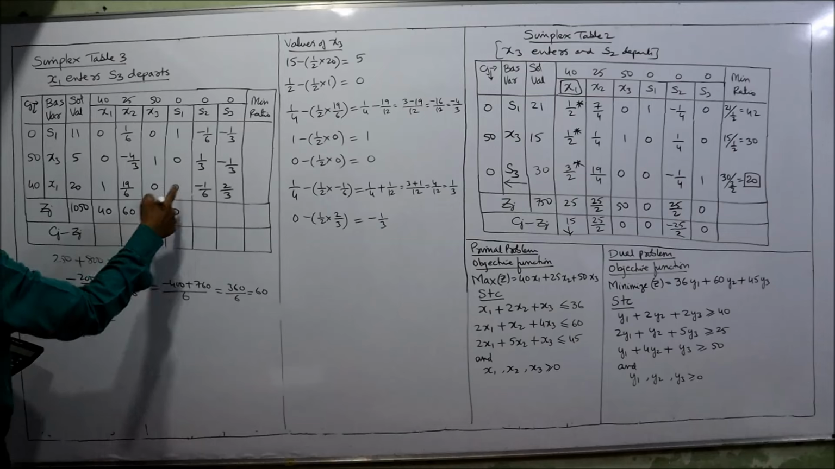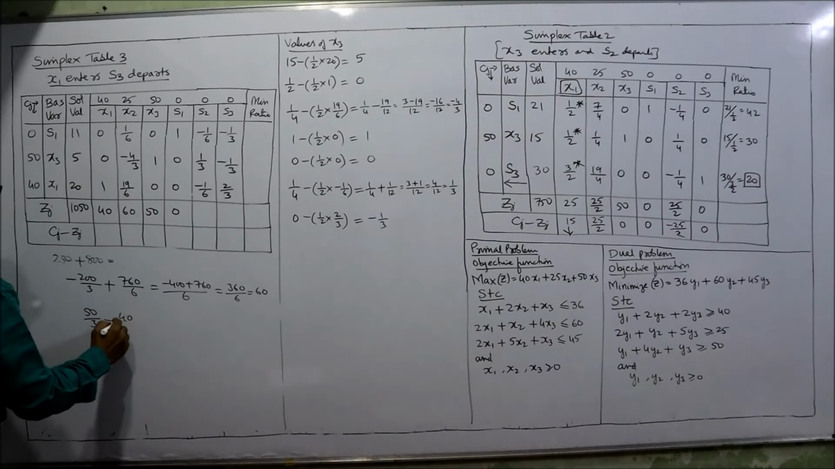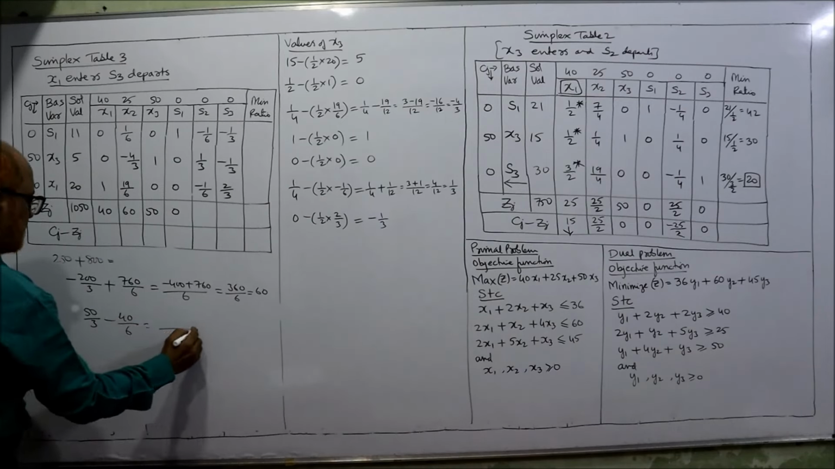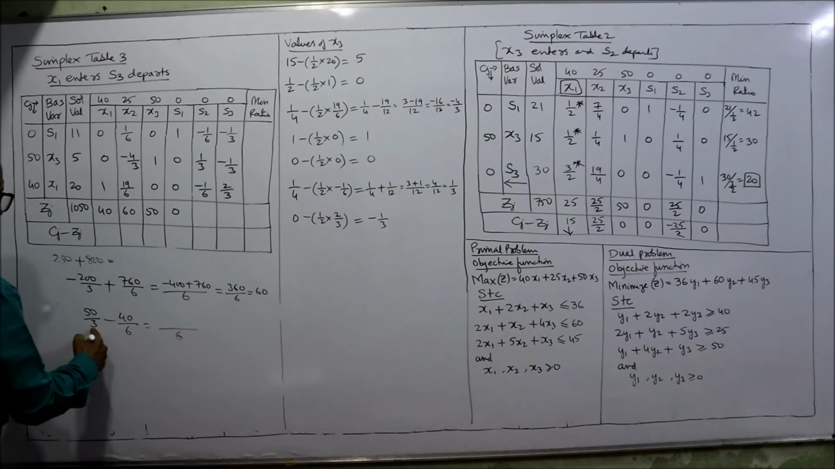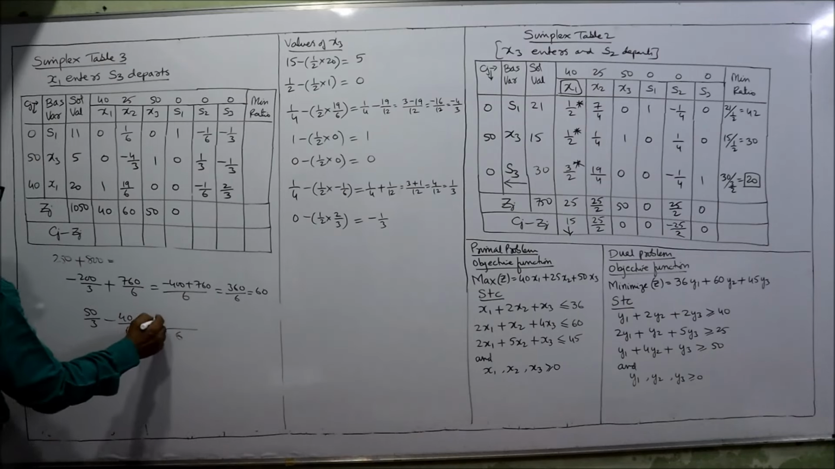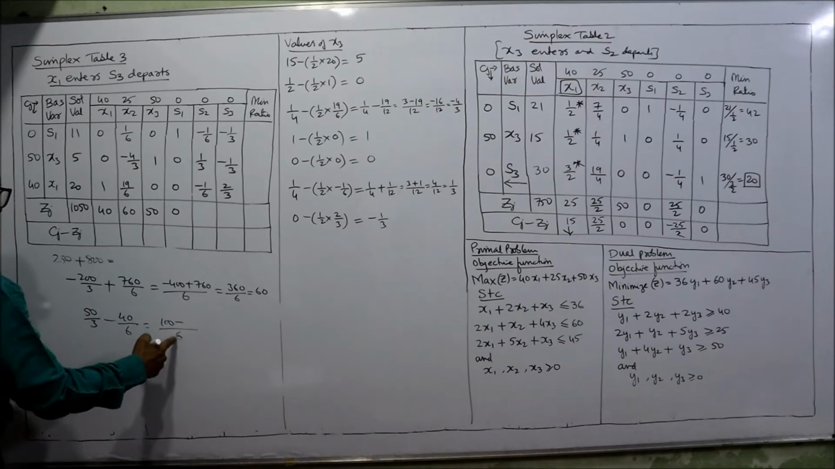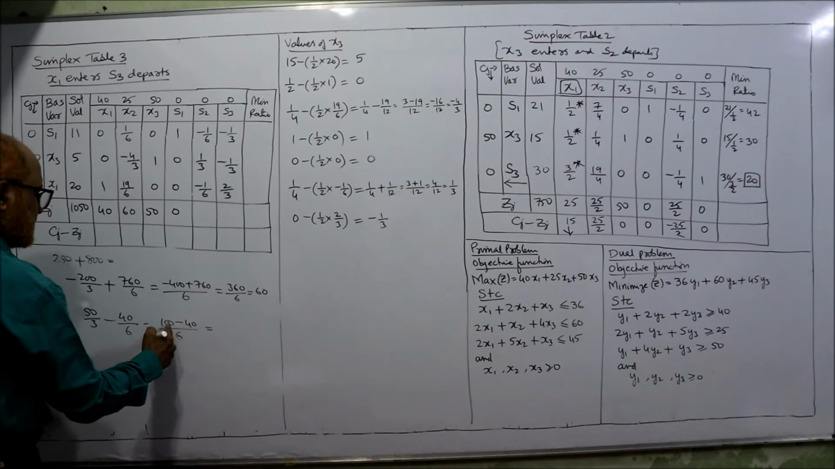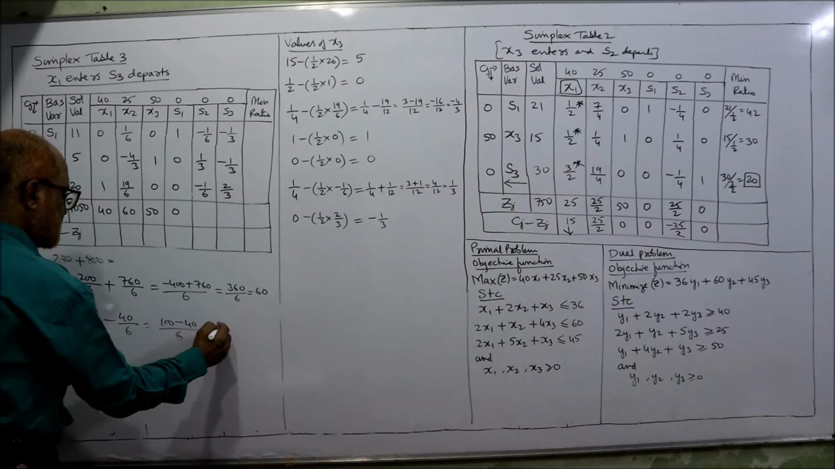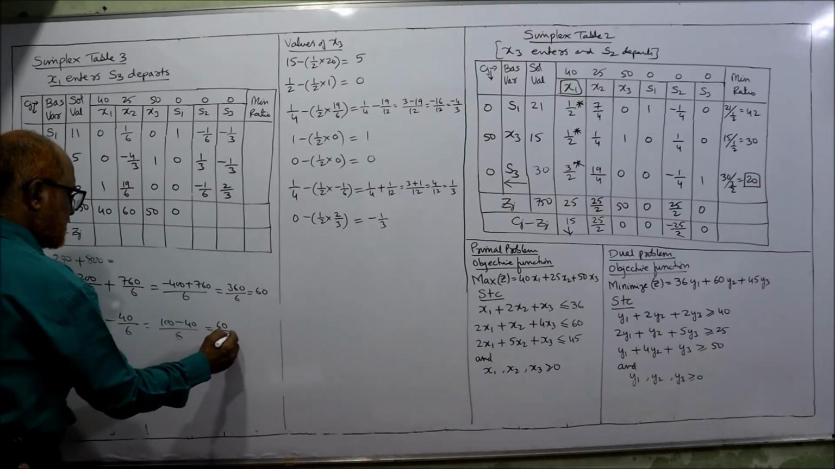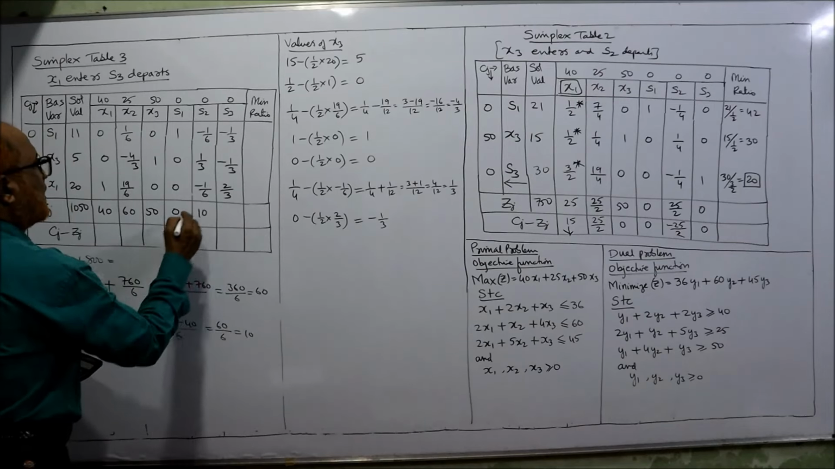So 40 into 1 by 6. 40 by 6. So LCM is 6. 3 how many times cut 6? 2 times. 2 into 50 is 100. Minus 6, 6, 1 time 40. So 100 minus 40 is 60. 60 by 6 is 10.